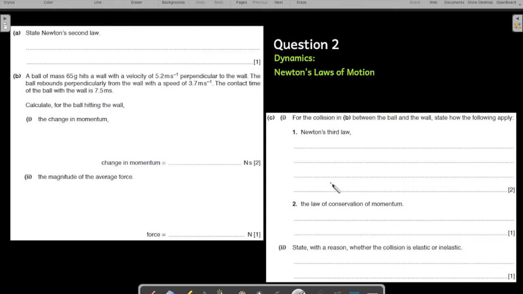Alright, so I believe that you all are now coming back to the video after solving this question. So let us start with part 1. State Newton's second law. So in the previous question number 1, what did we do? The question paper asked us to state Newton's first law. This question is asking about stating Newton's second law.